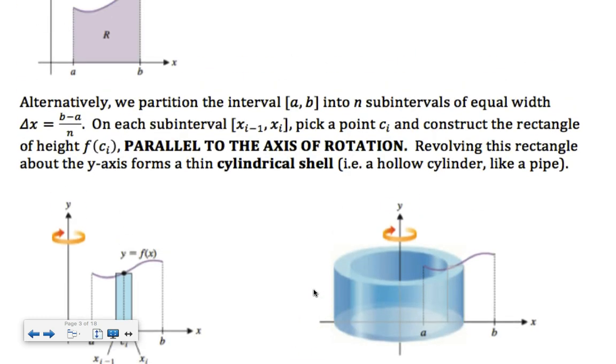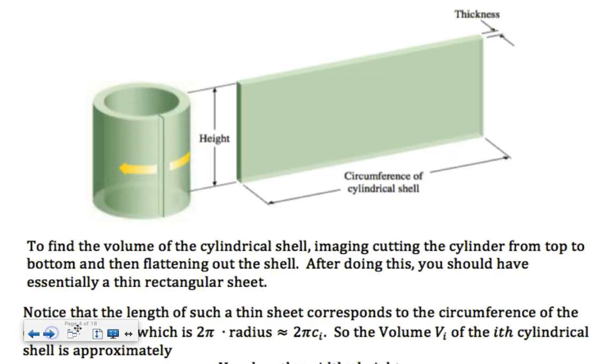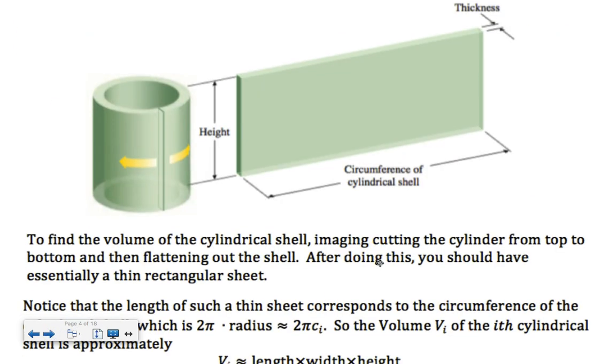Let me just go to the next page. Okay, so to find the volume of that cylindrical shell, imagine cutting the cylinder from top to bottom. So we take this and we slice it right down the top, and we flatten it out. And when we flatten out the cylinder, we get this long rectangle.